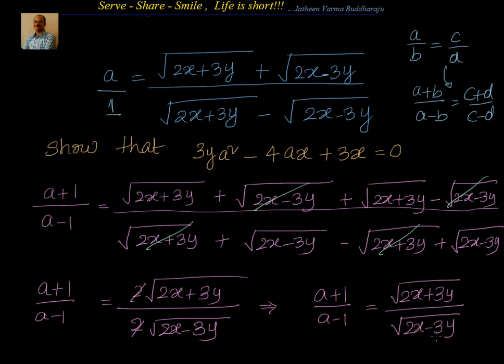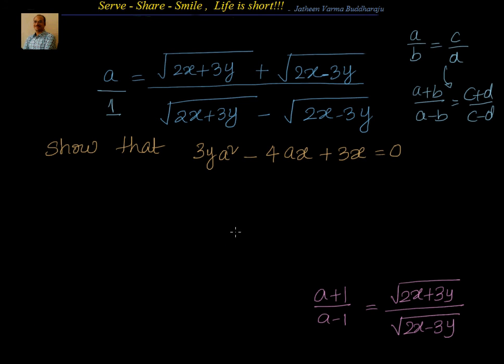We'll go to the next step. Now we will square it on both sides. Why will we do that? Because we have square roots here and we want to take out the square roots. Not only that, we see in the answer we have 3y into a square. That means a should be squared. So let us do that.